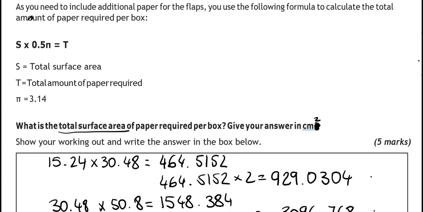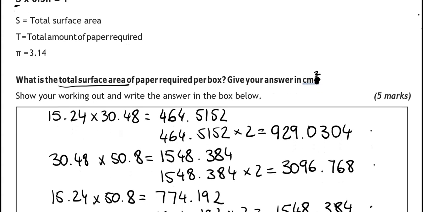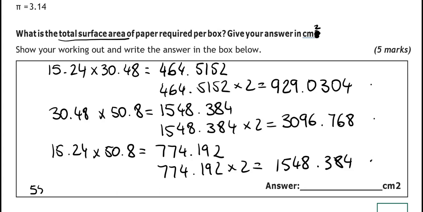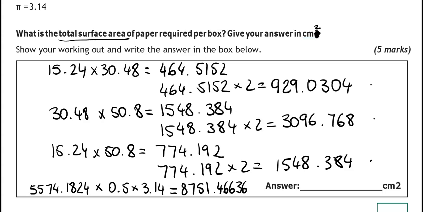Now we've got to add all three together, and the total is equal to 5,574.1824. So I am going to replace that with the S, and I'm going to multiply that by 0.5 times pi. And pi was 3.14. So plugging this all into the calculator gives us 8,751.466368. So I'm going to round this to 8,751.47.